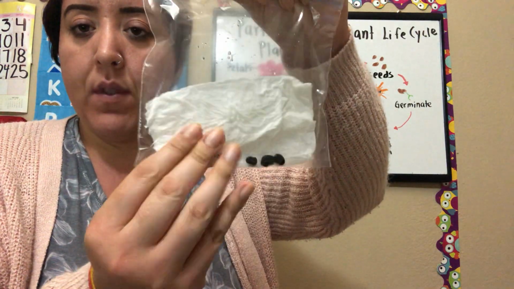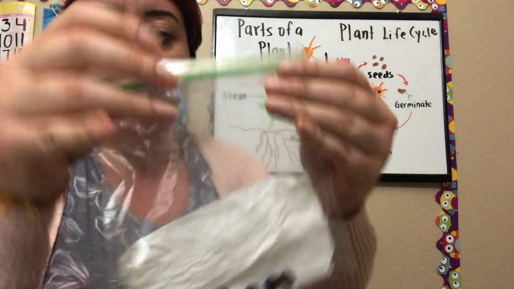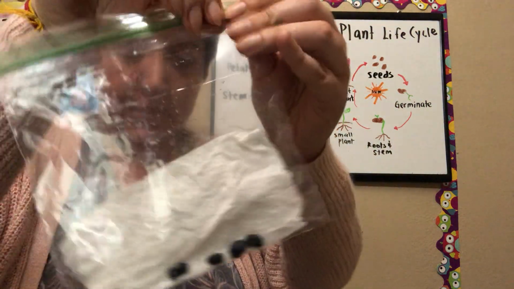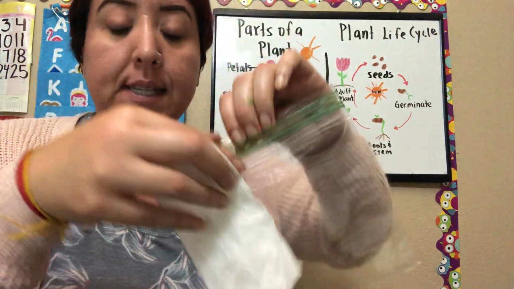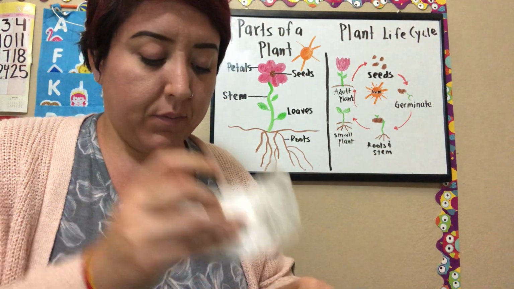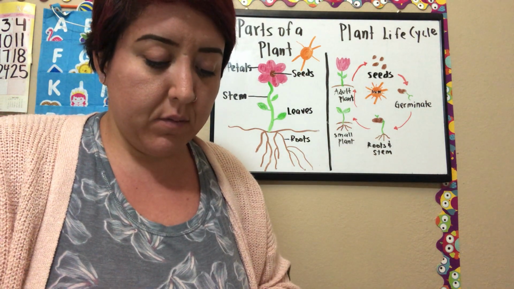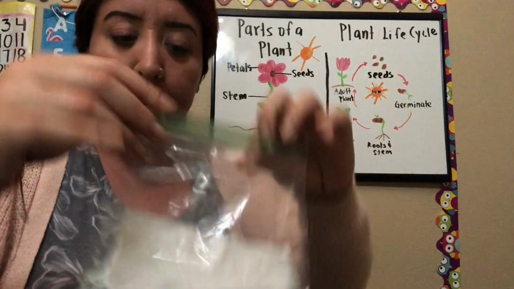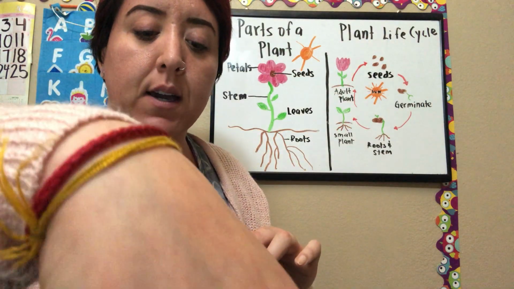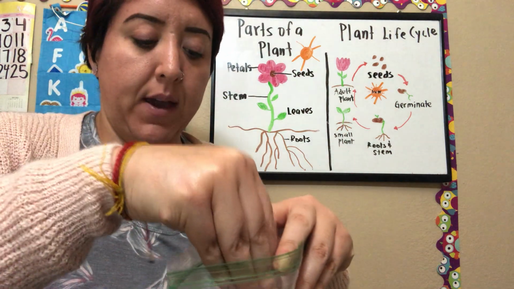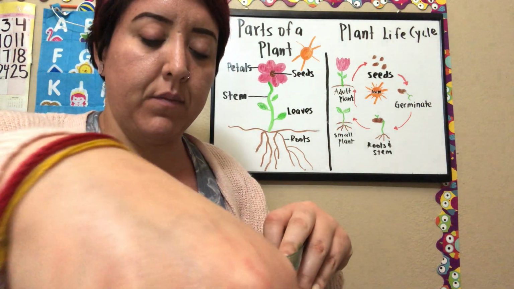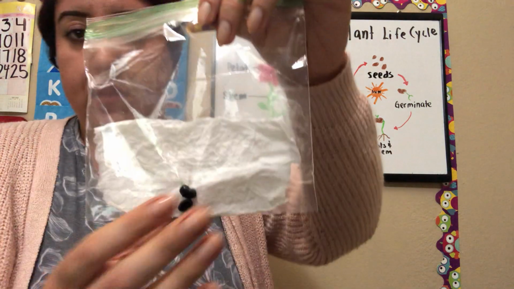Okay, so I just put my beans in there. And then you're gonna go ahead and you're gonna zip it up. And you're gonna do it with 2 different baggies. Okay, and you're gonna do the same thing with the others. So you're gonna put the wet paper towel inside of the bag. There it is. And then you're gonna take your beans and you're gonna put them inside of your baggie.